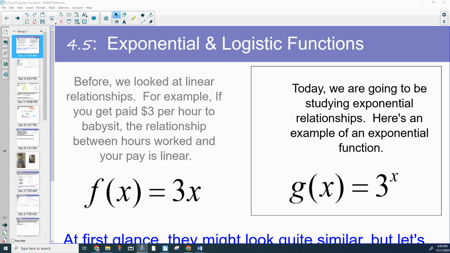Today in Math for Life, we're going to be doing 4.5 exponential and logistic functions. You are going to want to make sure you have your calculator out to do this. If you do not have one, you can borrow one, but you do need to leave your cell phone with the teacher in order to borrow one.